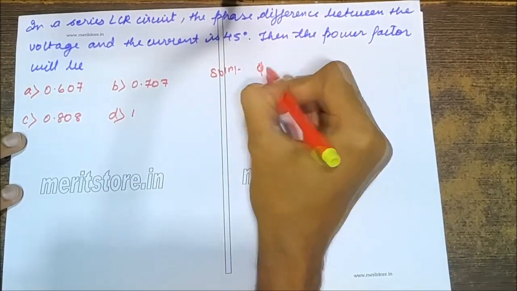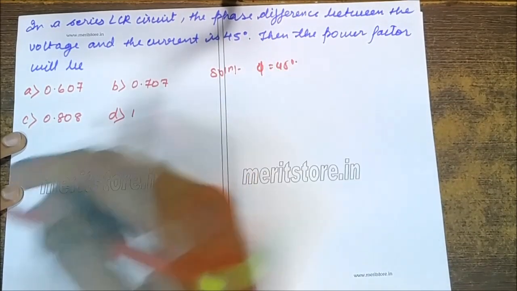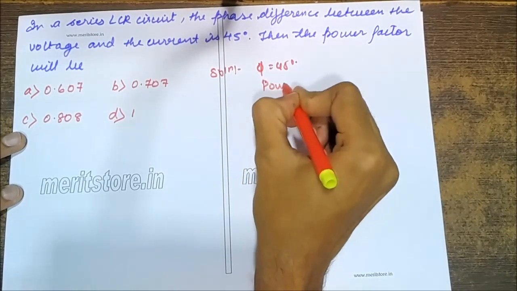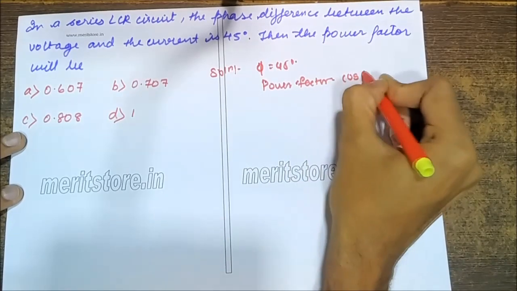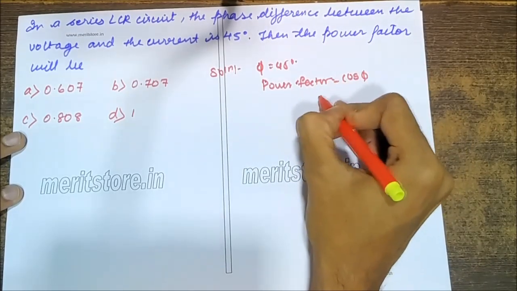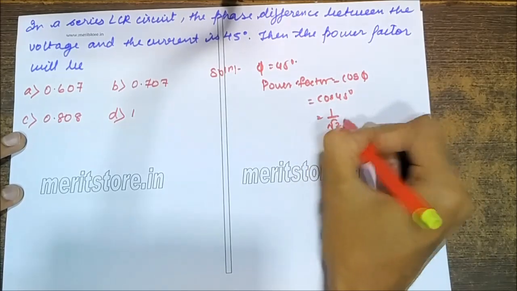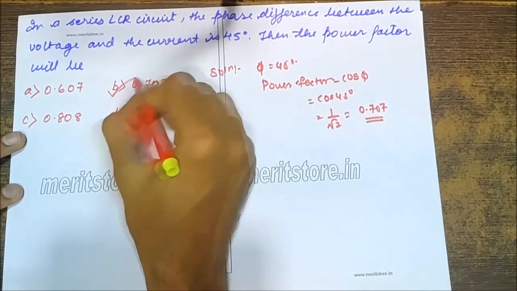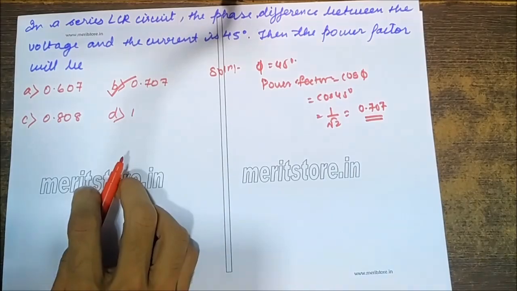Okay, so here the phi which is given is 45 degrees, and this is an LCR circuit, so the power factor is given by cos of phi, where phi is 45 degrees. Cos 45 degrees becomes 1 upon root 2, and the value of 1 upon root 2 comes out to be 0.707, which is option B. So the power factor is 0.707.